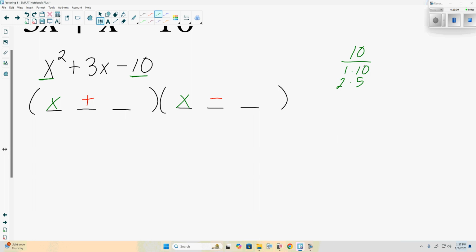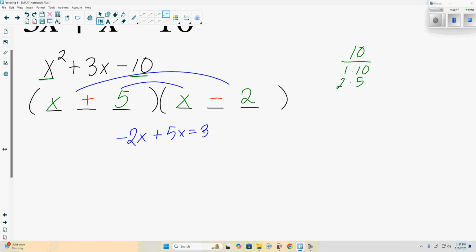Which one do we want to try first? 5 and 2. X times negative 2 is negative 2x. 5 times x is positive 5x, giving us positive 3x.